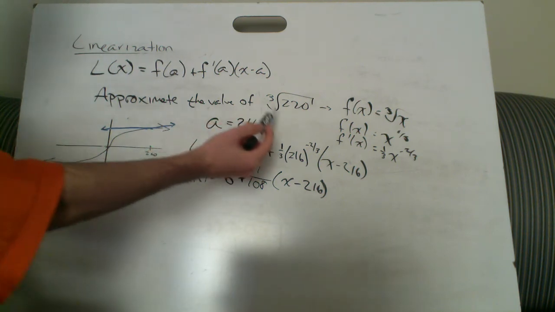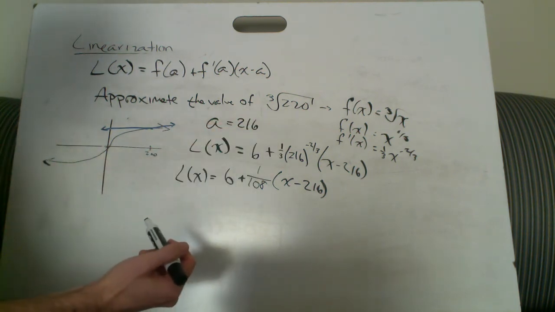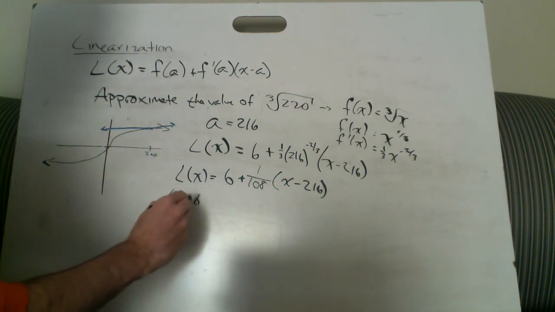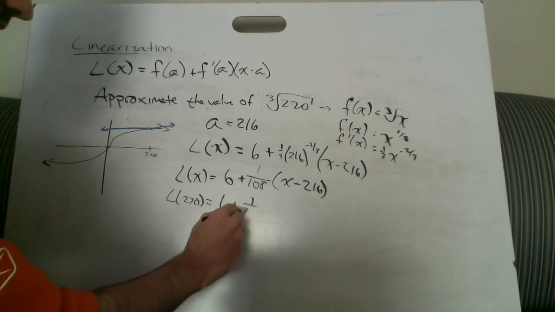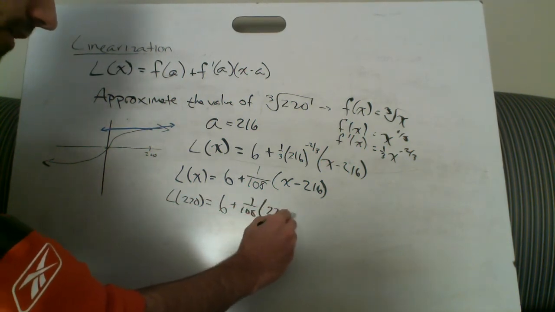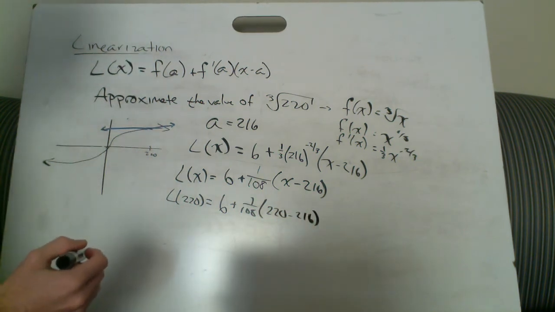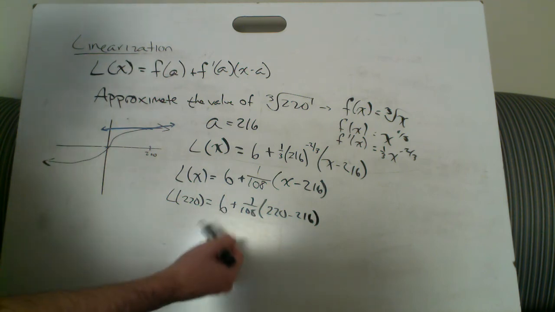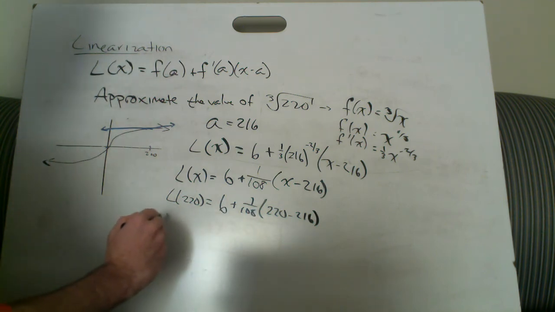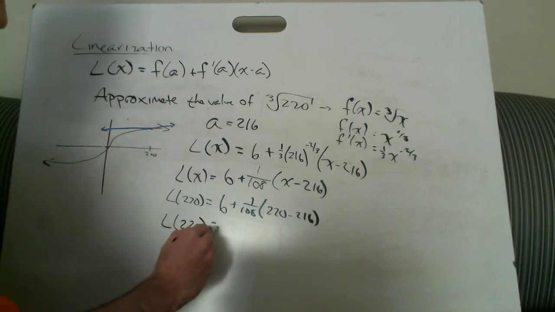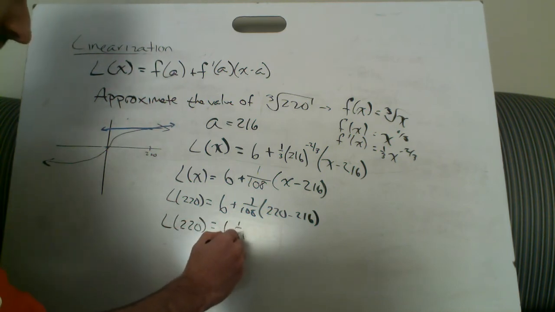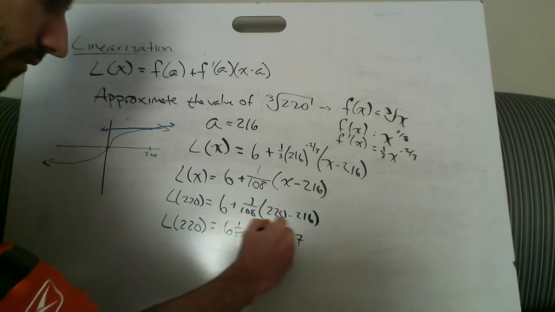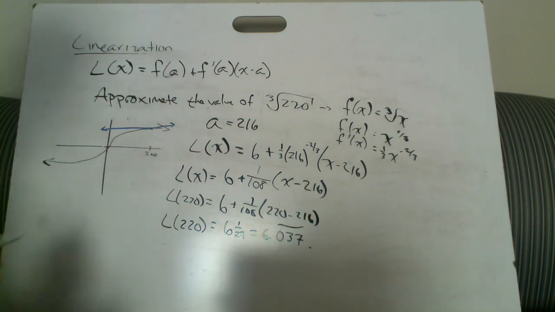And now remember, we're trying to approximate the cube root of 220, so we'll just go ahead and plug in 220 for x. So L of 220 is going to be 6 plus 1 over 108 times 220 minus 216. And that'll give us, this is 4. 4 over 108 is 1/27th. So you should get L of 220 is 6 and 1/27th, or 6.037 repeating.